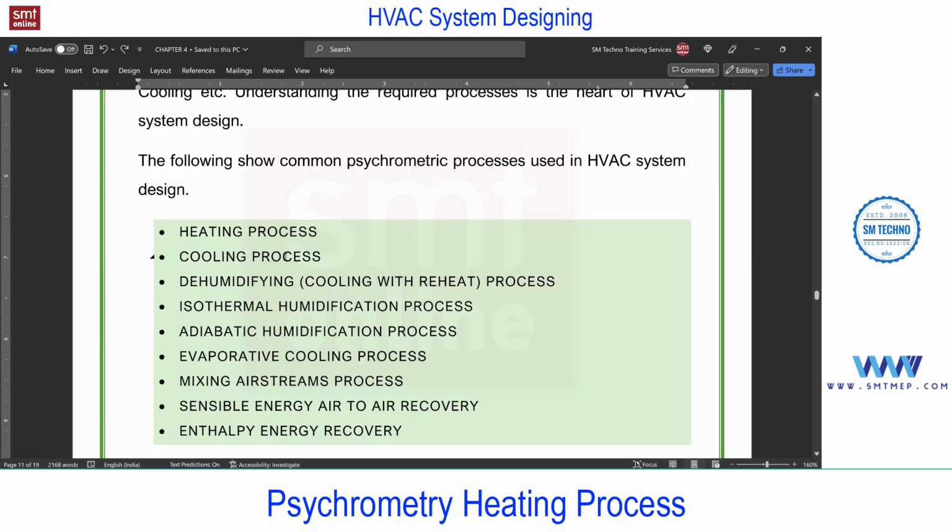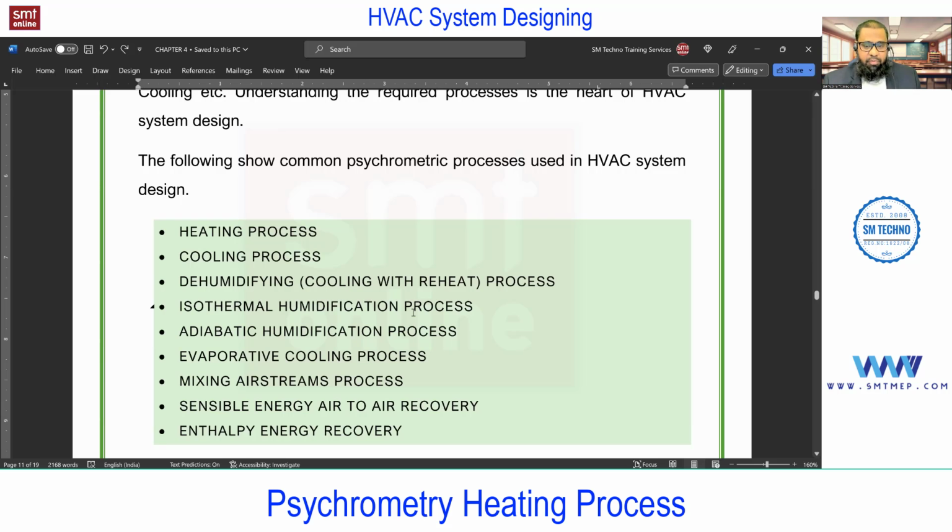First in the list is the heating process, or in other words, the sensible heating process. Next is the cooling process. Cooling process means it's not completely sensible, it's partly latent. How exactly? I'll show you, don't worry. Next, the dehumidification process. The dehumidification process can be done with a separate dehumidifier or with the cooling coil with the reheat option. How exactly? I'll show you.